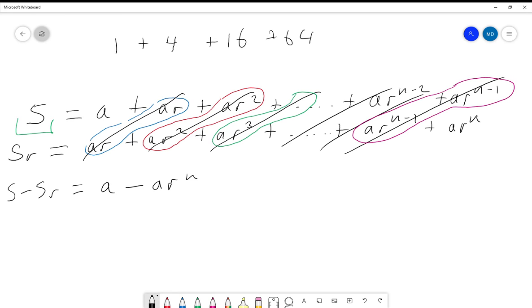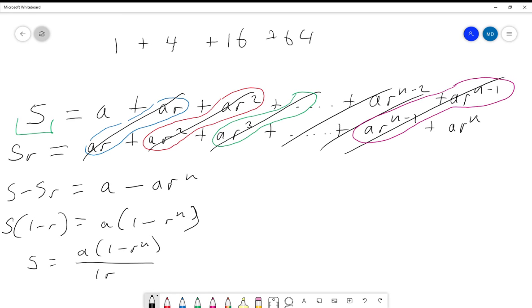And now this is really easy, we're pretty much done. We're just going to do some factorising. We get S lots of 1 minus r is equal to a lots of 1 minus r to the n. And so S is equal to a lots of 1 minus r to the n all over 1 minus r. And there we go. This here is our general formula for a geometric series. If you want to find the sum of n terms of a geometric series, it is a times 1 minus r to the n over 1 minus r.